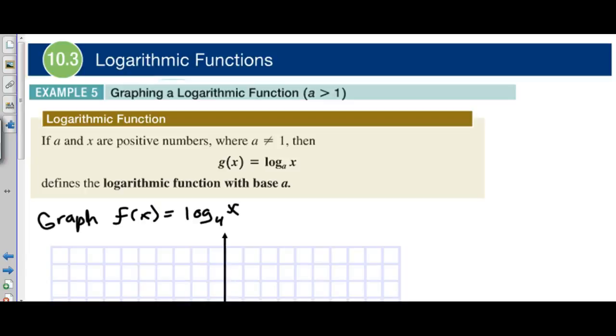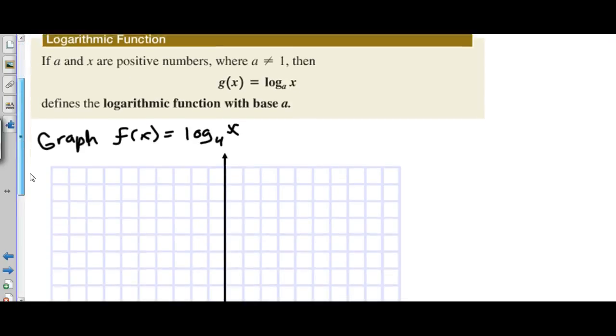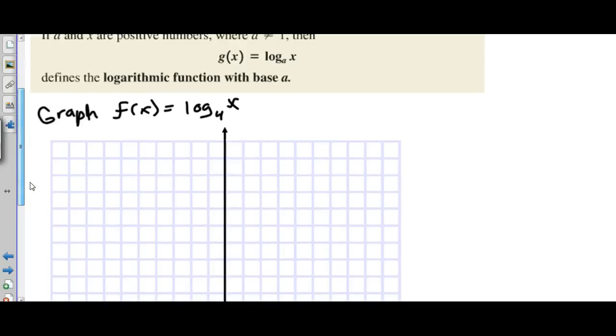We're going to be graphing log functions now, and we can see here that it's defined by log base a of x, where both a and x are positive, and you'll see why they need to be positive in just a moment. So let's go ahead and graph this, and we can make some inferences from that.